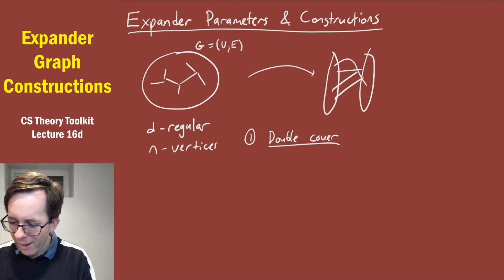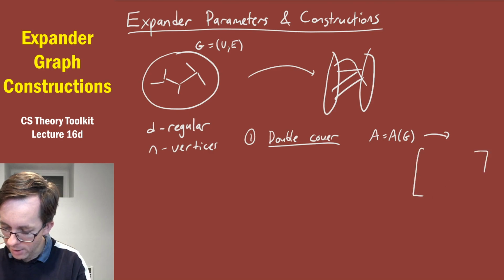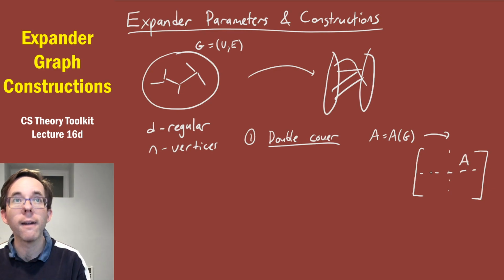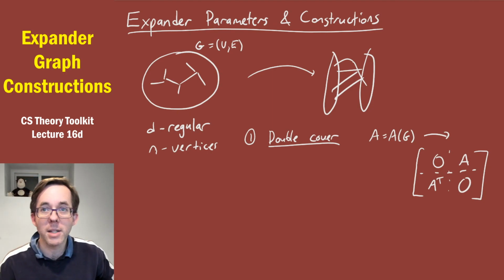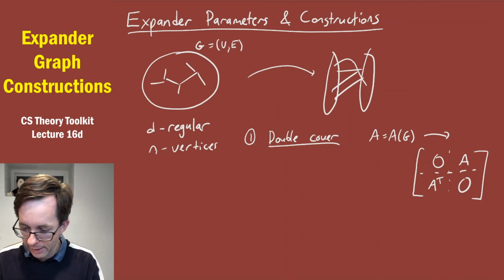And an easy way to explain it is, if A is the adjacency matrix of G, then the adjacency matrix of the double cover has 2n vertices, so it's twice as big, and it's bipartite, and it looks like this. You put A here, and A transpose here, and 0s here. Okay, so if you think about it, that makes a bipartite graph, which is kind of like the one I just described. So that's one way to turn a usual graph into a bipartite graph. And it often preserves the expansion properties.